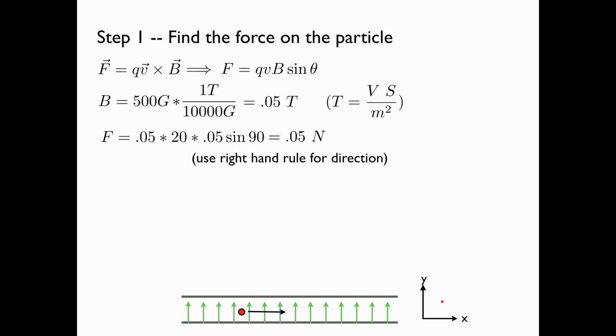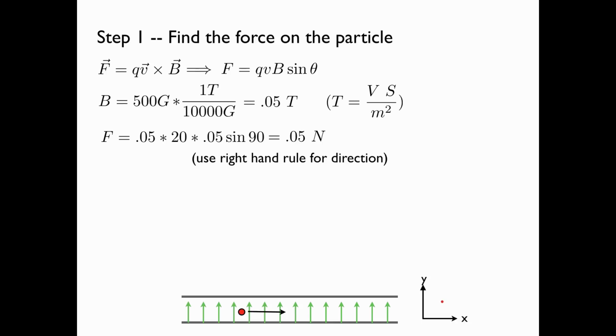Now we'll use the right hand rule for the direction. Well, we know first of all from a cross product that the cross product of 2 vectors is perpendicular to both of those vectors. So if the particle is traveling in the x direction, the magnetic field is in the y direction, the force has to be in the z direction. We can find whether or not it's in the positive z or minus z by using the right hand rule.